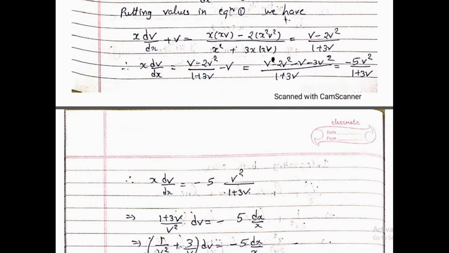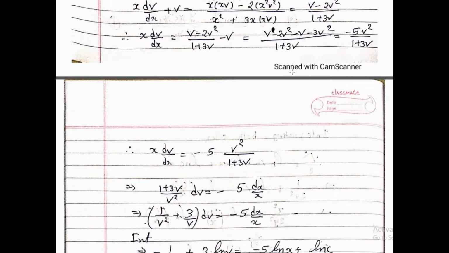Now taking this v to the opposite side, that will give you x dv by dx equal to (v - 2v²) upon (1 + 3v) minus v. Taking the LCM, that will give you (v - 2v² - v - 3v²) upon (1 + 3v). That will give you minus 5v² upon (1 + 3v).